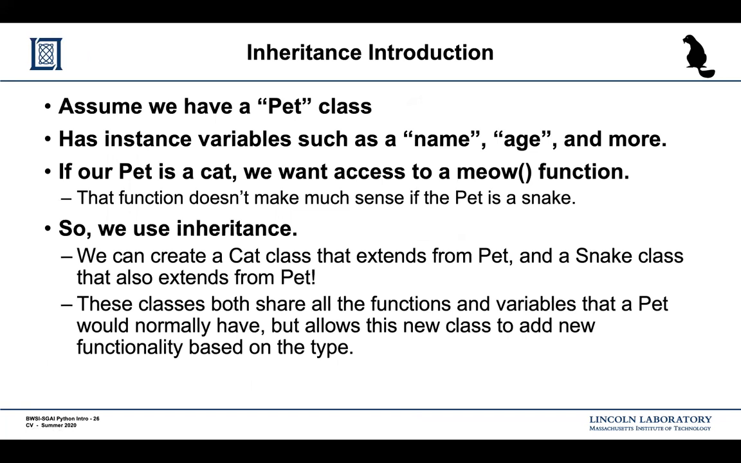So we use inheritance. We can create a Cat class that extends from Pet and a Snake class that also extends from Pet. What that'll let us do is define custom functions and custom instance variables. These classes both share all the functions and variables that a pet would normally have, but it allows that new class to add new functionality based on the type. So our Pet class could just have name and age, and then your Snake class could implement everything else.